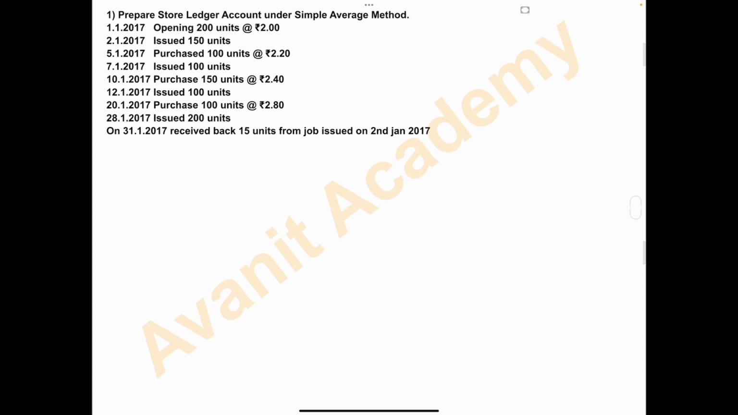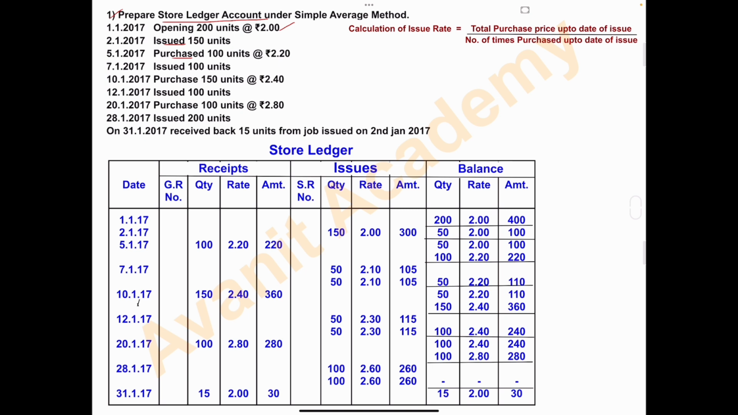We'll solve a problem on store ledger account under simple average method. Let's start the problem. Prepare store ledger account under simple average method. 1st January 2017, opening 200 units at rupees 2 per unit. And they have given information related to issues and purchase which we have to record in store ledger account. Let's start the solution. Solution, store ledger.